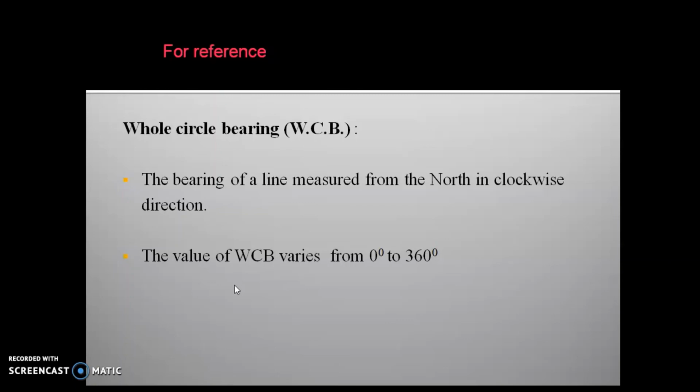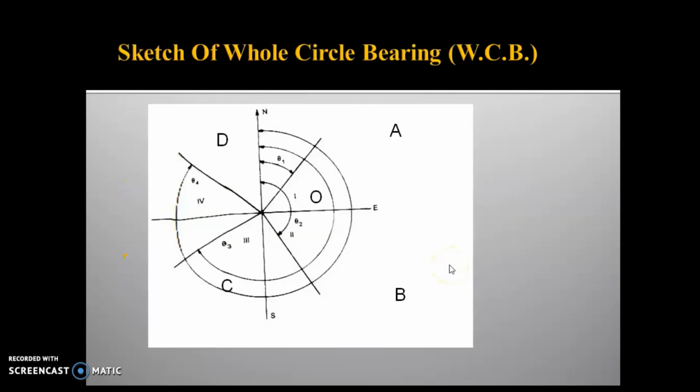compass surveying topics, that is whole circle bearing and reduced bearing conversions, because one should know what is meant by whole circle bearing and reduced bearing. Conversion is very important here. See, the bearing of a line measured from the north in clockwise direction, and the value of whole circle bearing is always 0 to 360 degrees. Next, this is a figure: northing, southing, easting and westing, and lines OA, OB, OC and OD. This is in first quadrant, second quadrant, third quadrant and fourth quadrant.